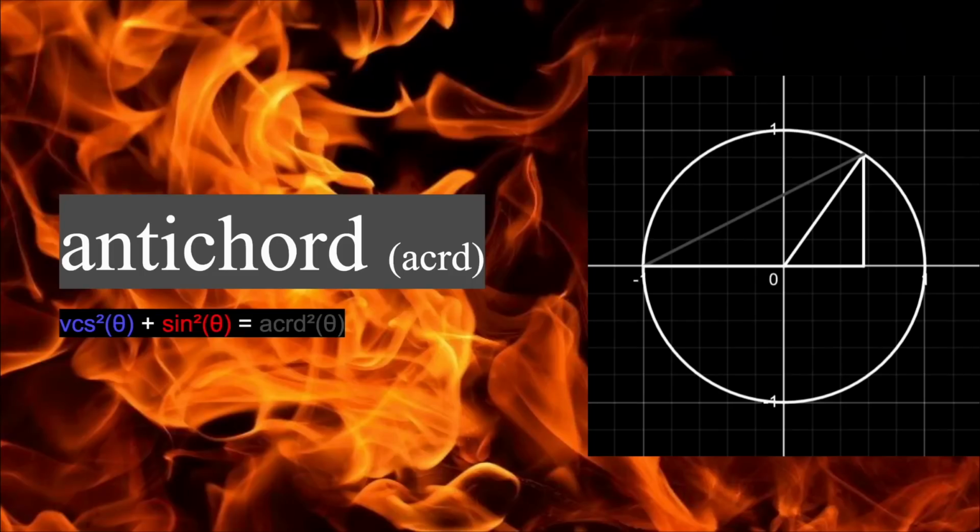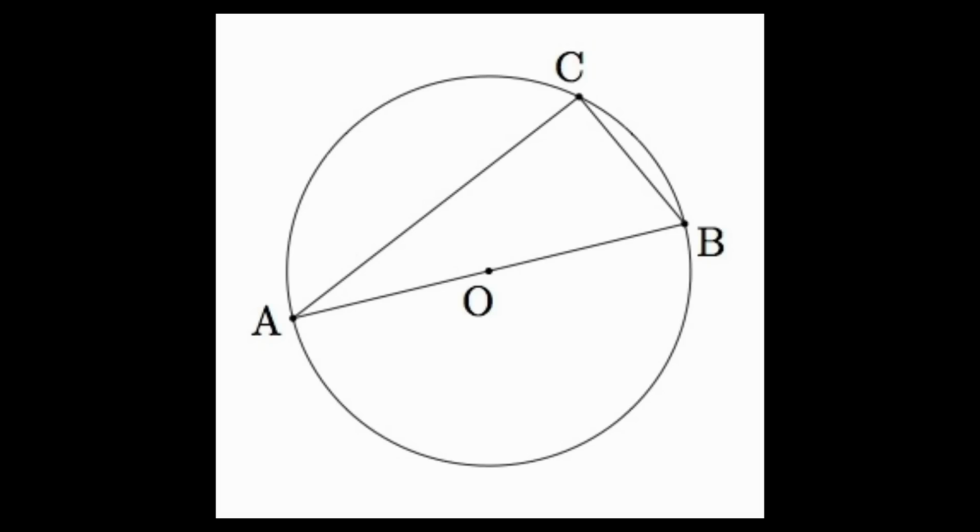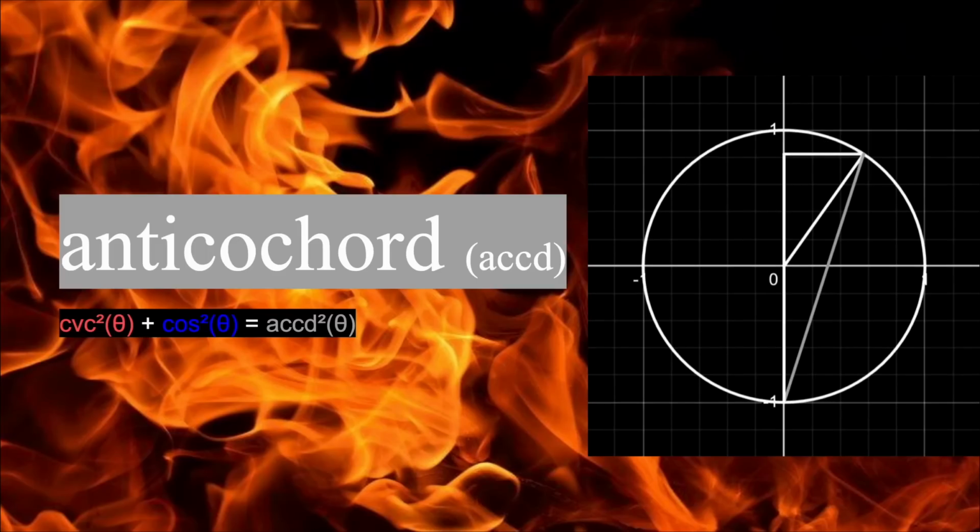The antichord. This one's kind of neat if you want to incorporate the diameter in a trig function for some reason. The cochord. The anti-cochord. That's enough of that. Well, okay, it's a disaster.